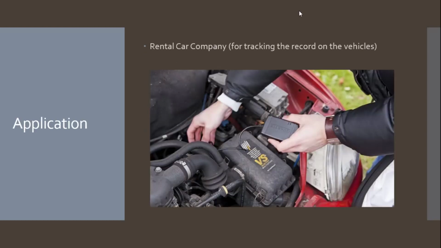The application for this car black box is that a car rental company uses it for tracking the record of the vehicle. Whatever event is going on in the car gets recorded by the car black box, which is used by the car rental company to track the customer.